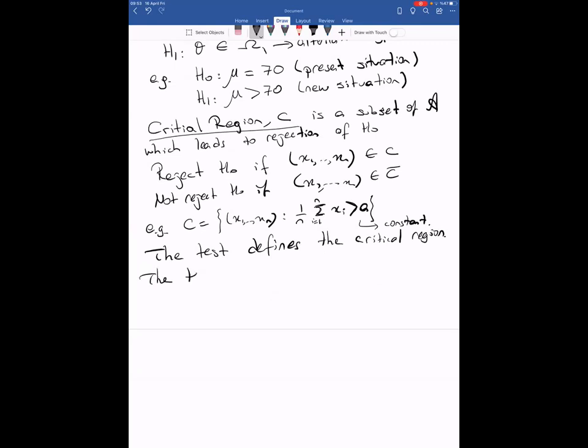It is a rule which, on the basis of the sample information, the sample values, leads to a decision.